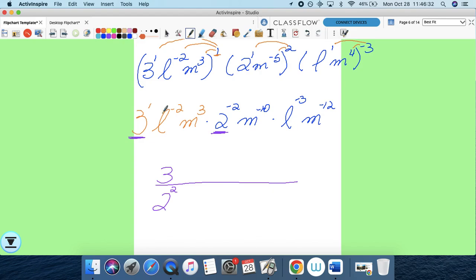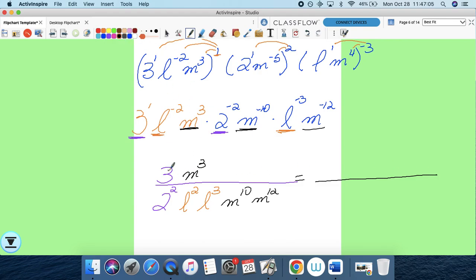And I'm going to put it like that. Change colors. Let's do the letter L's. L to the second power comes downstairs. It becomes positive. There's another L here. L to the negative third power comes downstairs, becomes positive. Change colors. Now there is an M. M to the third power is positive, so it stays where it is. M to the negative 10 power comes downstairs, becomes positive. And then M to the negative 12 power comes downstairs, becomes positive. Okay.